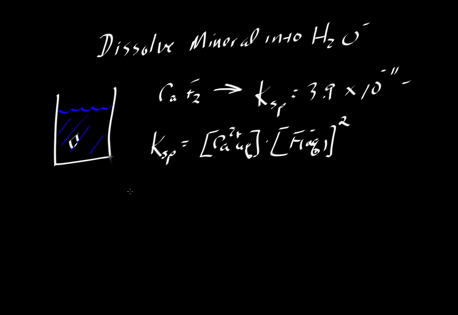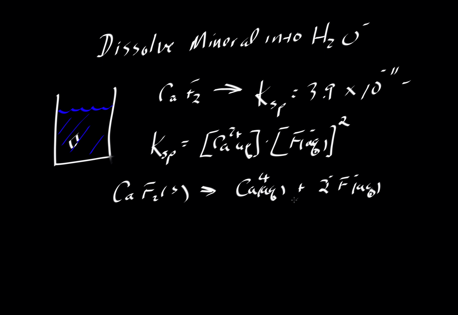The reason it's squared is because when we write the equilibrium of solid CaF2 dissolving into an aqueous solution, we get calcium 2+ in aqueous solution plus 2 atoms of fluorine, also in aqueous solution. Since we have a 2 here as a coefficient, we're getting 2 atoms of fluorine dissolving out when we dissolve fluorite into water. That means that coefficient becomes an exponent in the solubility product, or any other kind of equilibrium constant. So the solubility product is this.